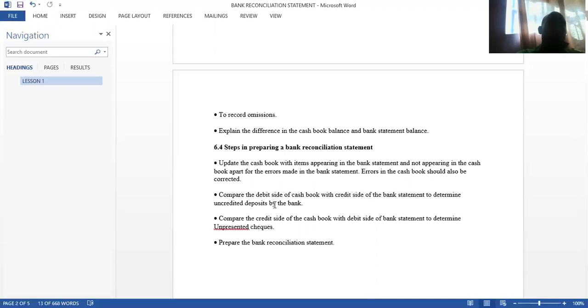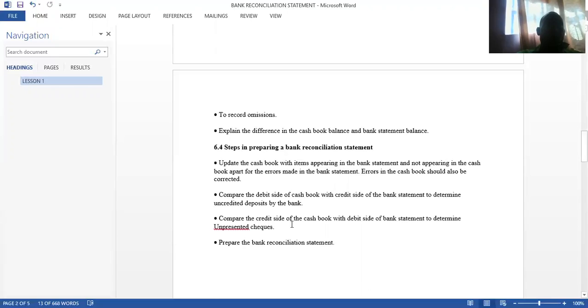Therefore, in the cash book, remember, the debit side is where the receipts are recorded, but in the bank statement, it is credited. The credit side is where the deposits are actually captured. So when you compare the debit side and the credit side, you are simply comparing the receipts. In the cash book, receipts are debited, but in the bank statement, receipts are credited.